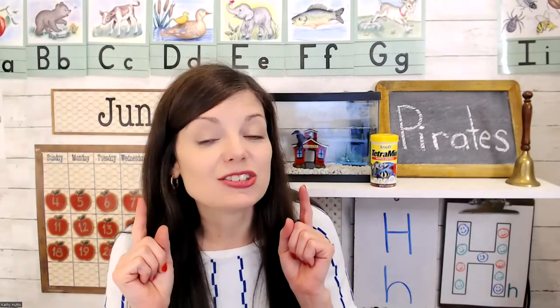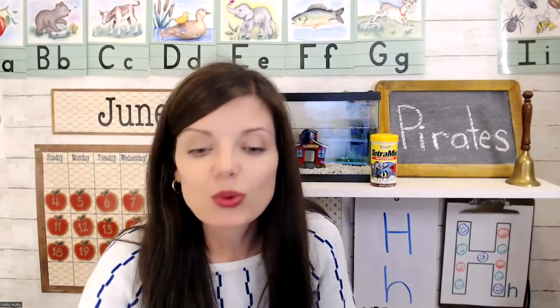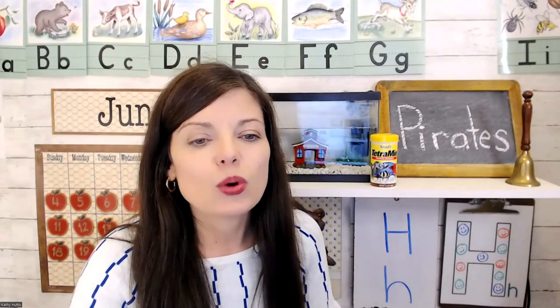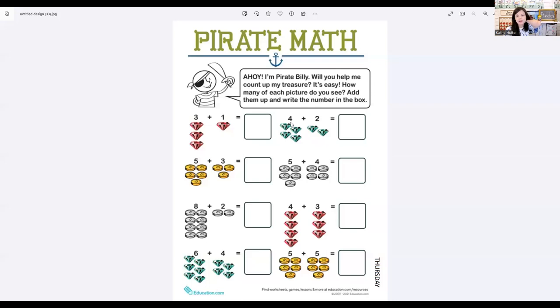Well, we're going to make a hat in just a minute, but right now we need to do something fun for math. In math today, we're going to be adding some jewels, some treasure. Let me read this at the top. It says, ahoy, I'm Pirate Billy. Will you help me count my treasure? It's easy. How many of each picture do you see? Add them up and write the number in the box.